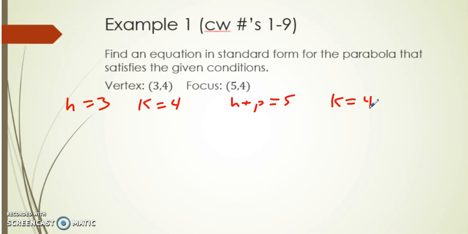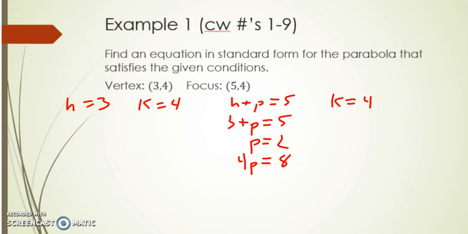So start off by labeling what information you have available to you and identifying which set of equations you should be using. By performing a substitution here, since I know that h is equal to 3, then I can plug that in to write 3 plus p equals 5, which means p equals 2. Now remember, most of the time we're actually going to be using the value 4p, so that number will be 8. So we should have everything we need to write our equation.